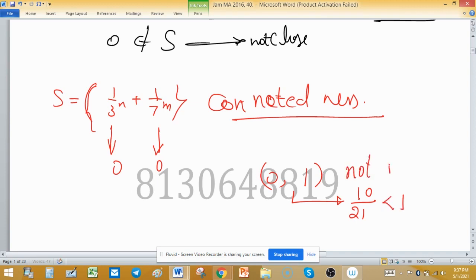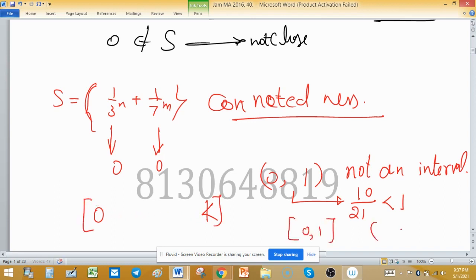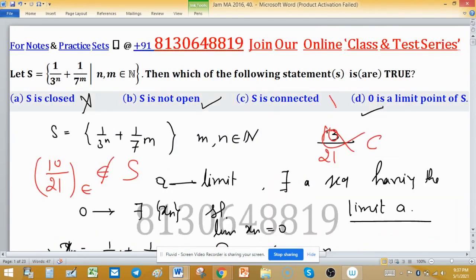It is not an interval, because the upper bound is 1 and the lower bound of this set is 0. So if it is an interval of the type either closed or open, it may be either 0 to 1 if it is closed, or 0 to 1 if it is open, but both intervals are containing 10 upon 21, so it is not an interval, so not connected. So option C is also discarded here.